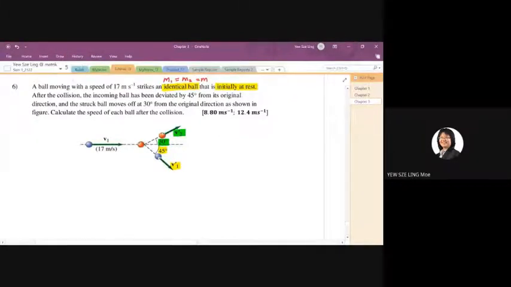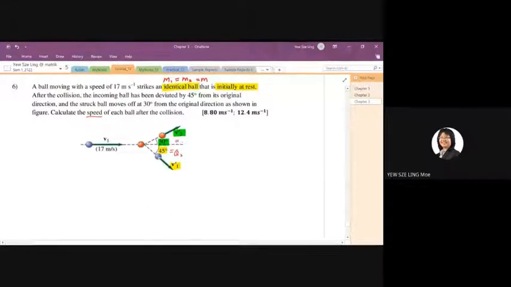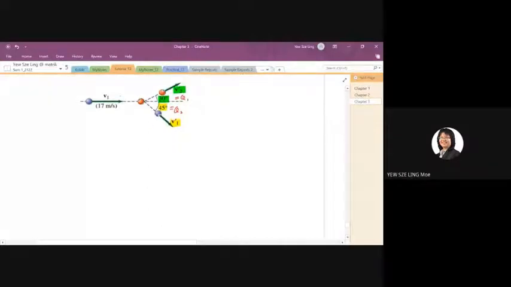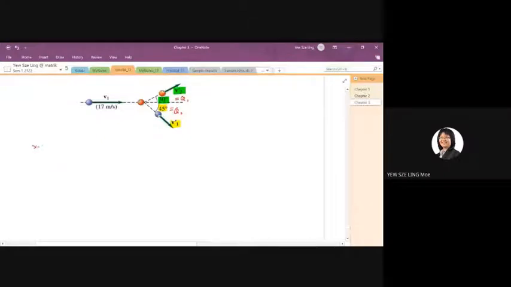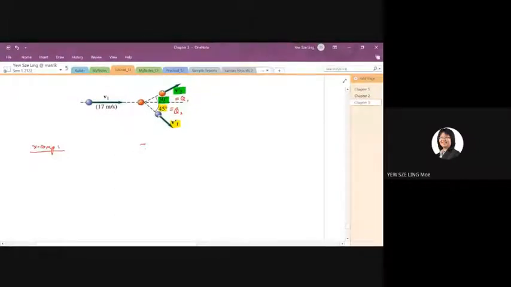So let's see, how are we going to calculate the speed of each ball? This question asks you to calculate the speed of each ball. We don't have V1, we don't have V2. What we do have is theta 2 and also theta 1. So let's see how we are going to solve this. Again, let us begin with the x component.